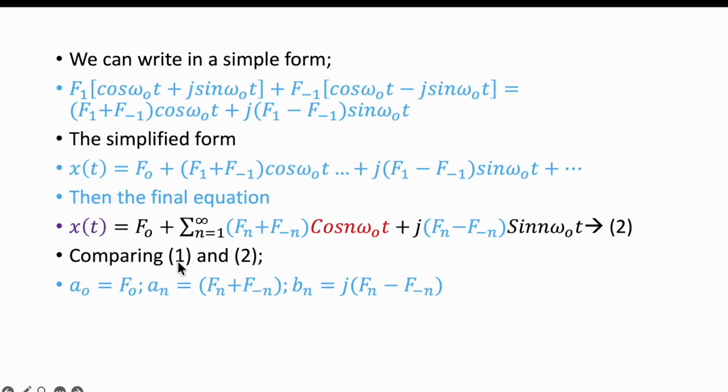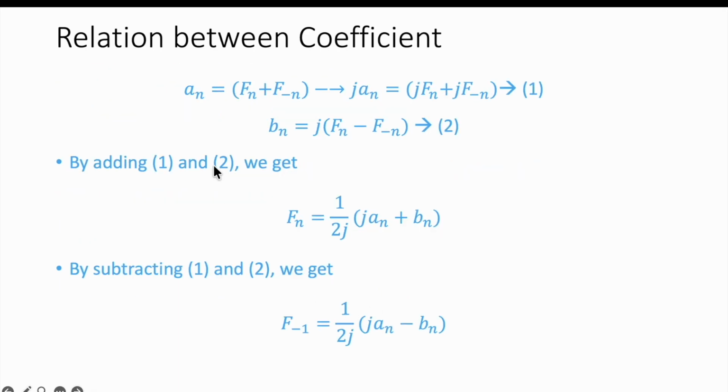Then you can compare 1 and 2, and you can say that for the trigonometric Fourier series, the coefficient a naught can be compared with F naught, a n can be compared with F n plus F minus n, and b n can be compared with j times F n minus F of minus n. Then you can say that a n is equal to F of n plus F of minus n. This is equation 1. And b n is equal to j times F of n minus F of minus n. That's equation number 2.